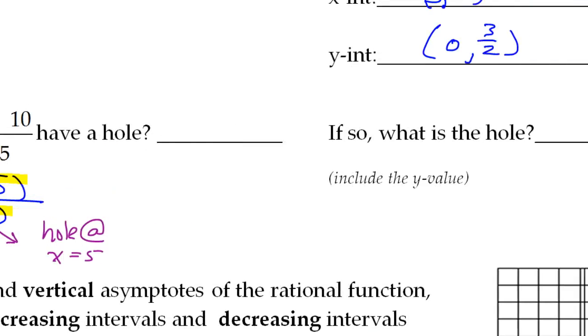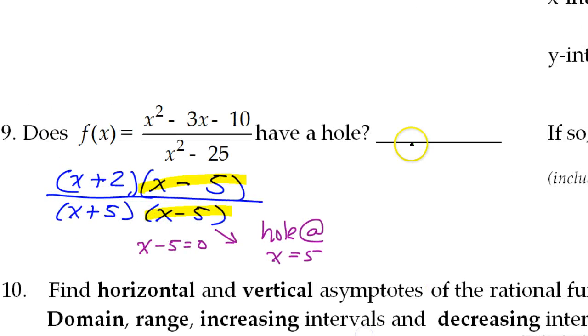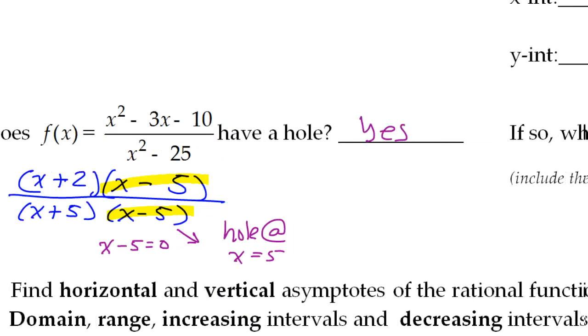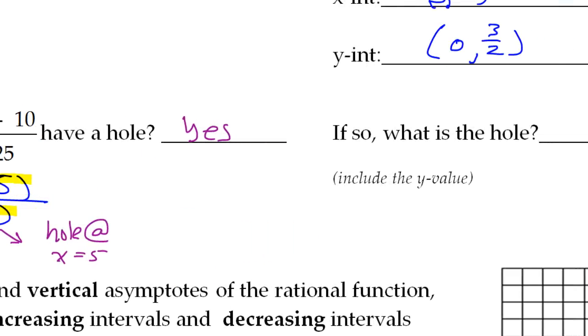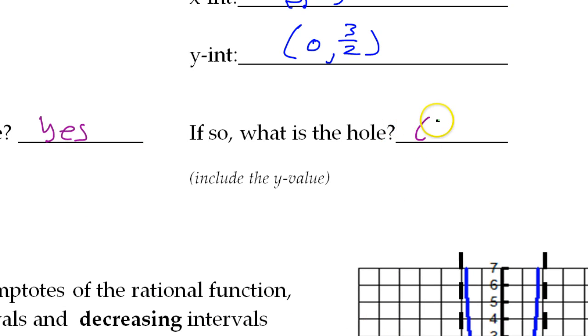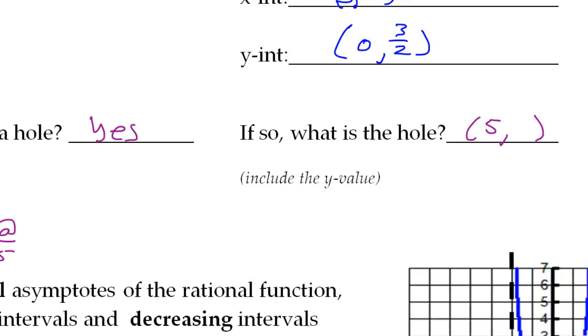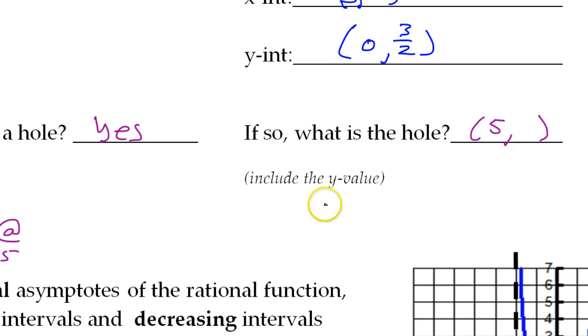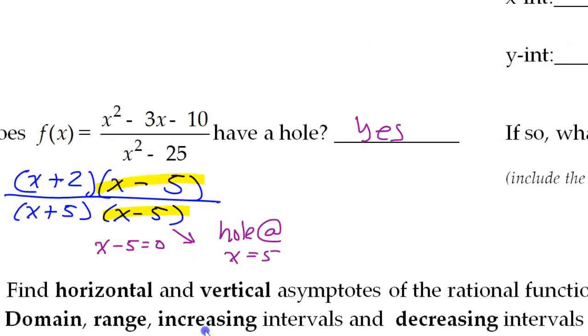Okay, let's see. What do we want in these blanks? Does it have a hole? Yes. Clearly there will be a hole. Now what will be the hole? Well, so far we know that the x value is 5. So there's going to be a hole at 5 comma something. We need the y value to go with it. Nice of them to point that out to us. We want the y value that goes with it.